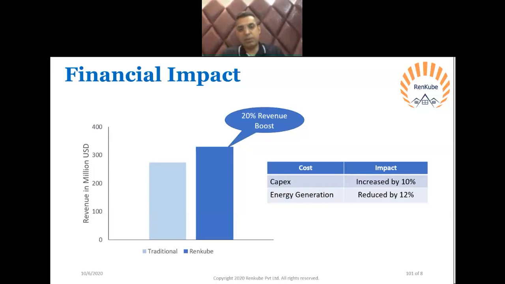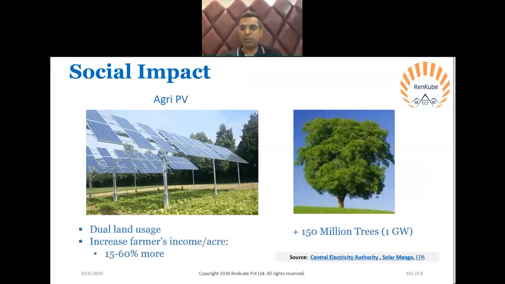Next slide, please. So what is the value proposition of our panel with this extra energy generation? This energy generation translates to a 20% revenue boost. We give this revenue boost at an additional capital cost which, taking into account the panel cost, the cabling, and the mounting structure cost, increases by 10%. However, overall, the cost of energy generation reduces by 12%.